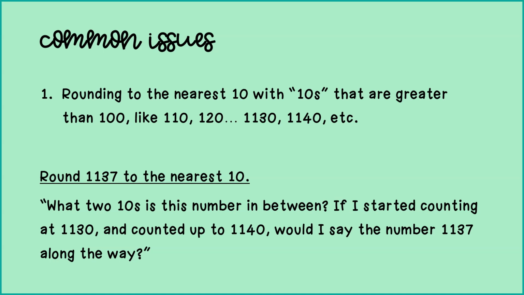If they're not able to supply those numbers, sometimes I cover up all of the digits except the tens and ones place. So I might say, let's just look at just 37. So if we're just talking about 37, what 2 tens would that be in between? And then I can help them to generalize that to talking about numbers that are greater than 1,000.